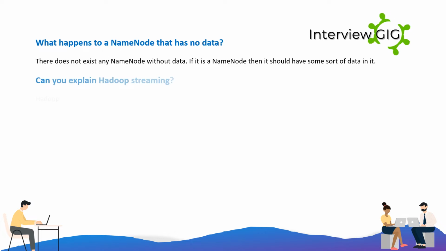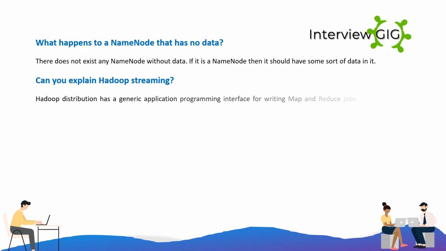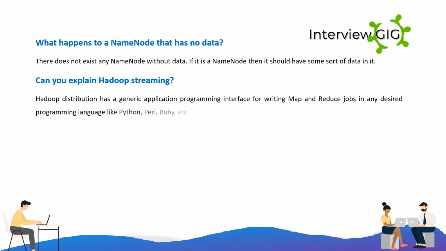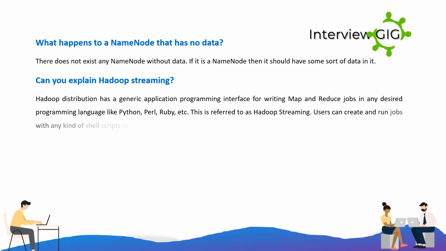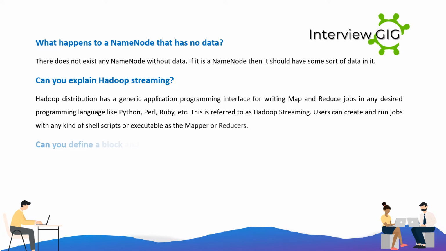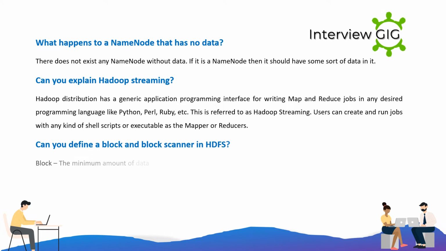Can you explain Hadoop streaming? Hadoop distribution has a generic application programming interface for writing map and reduce jobs in any desired programming language like Python, Perl, Ruby, etc. This is referred to as Hadoop streaming. Users can create and run jobs with any kind of shell scripts or executable as the mapper or reducers.